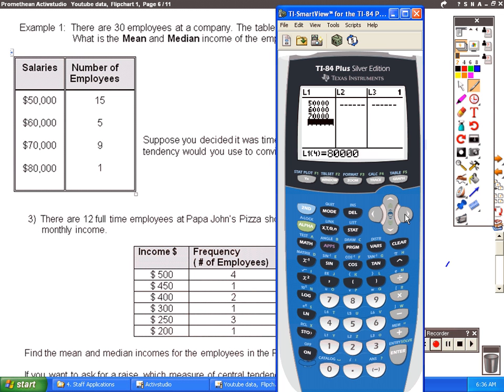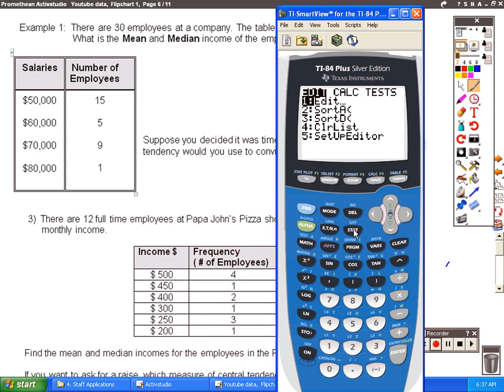Okay, and then when we go to list number 2, the 50,000 a year salary occurred 15 times. 15 employees earned that. Then 5 employees earned 60,000. 9 employees earned 70,000, and 1 employee earned 80,000. Okay, so the data is in my calculator, and remember, I'm just going to go back to stat. I'm going to have the calculator calculate.